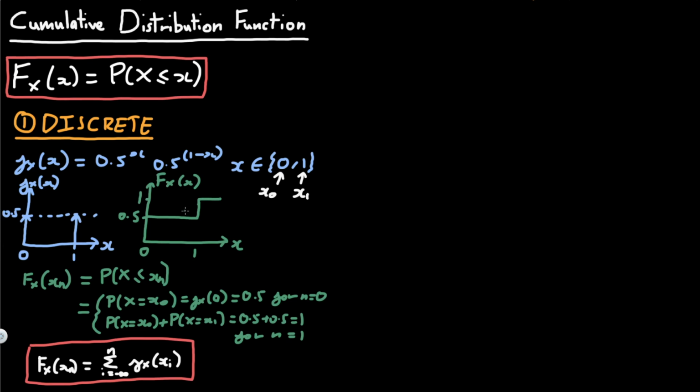And so that's kind of the discrete case. Now let's look at the continuous case, which is the second scenario that we've been exploring. And so if I write this here, continuous.